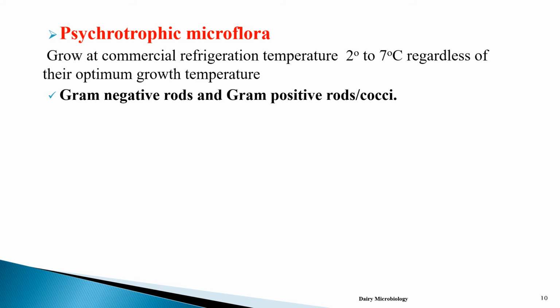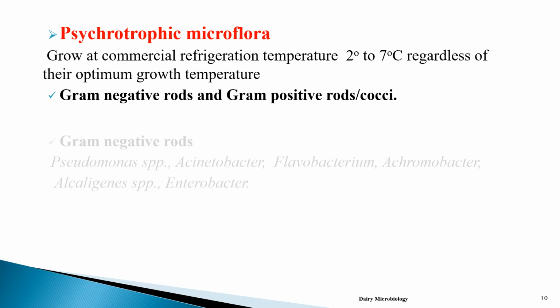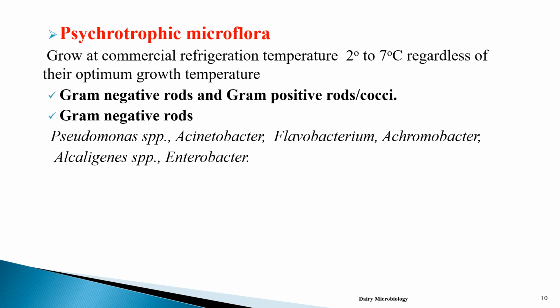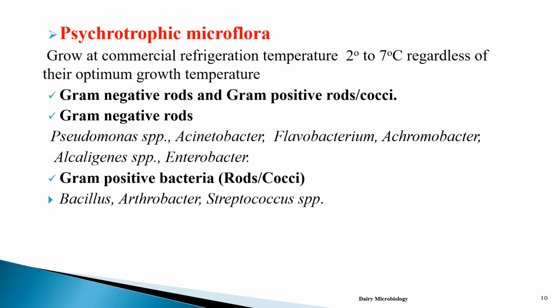Psychrotrophic microflora includes gram-negative rods and gram-positive rods or cocci. Gram-negative rods include Pseudomonas species, Acinetobacter, Flavobacterium, Achromobacter, Alcaligenes, and Enterobacter, while gram-positive rods and cocci include Bacillus, Arthrobacter, and Streptococcus species. Coliforms.